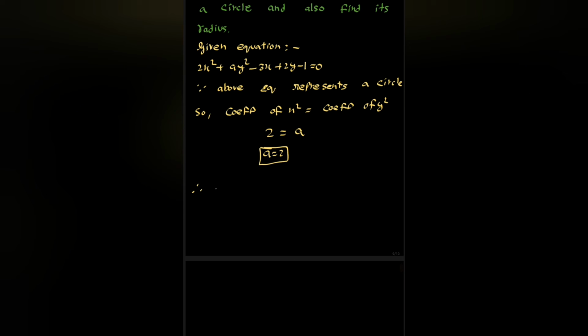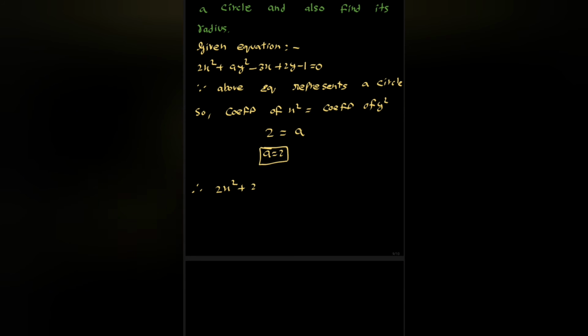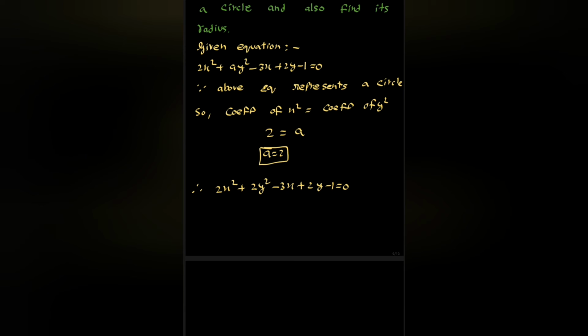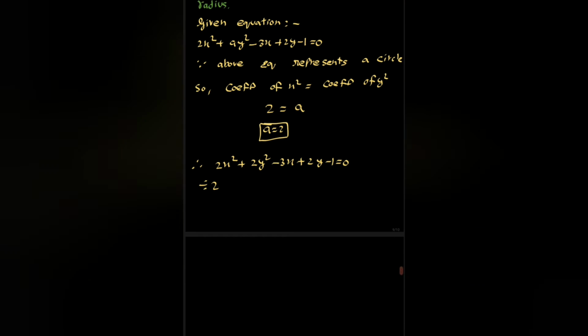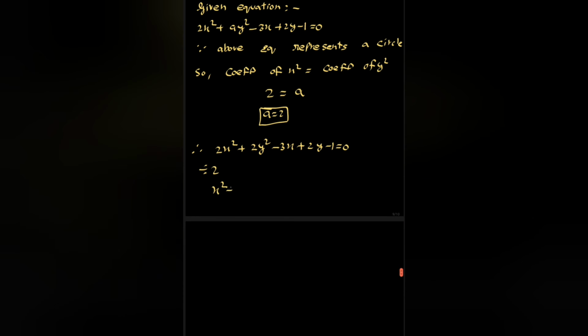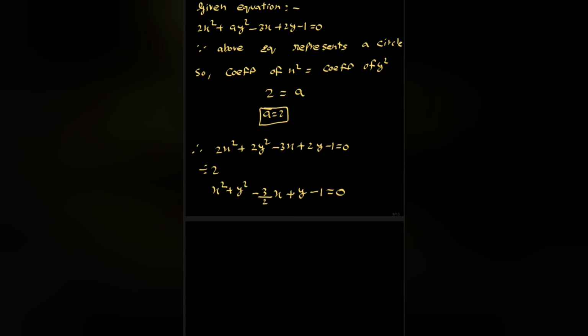Therefore we got the equation, that is 2x square plus 2y square minus 3x plus 2y minus 1 equal to 0, and the coefficient of x square should always be 1. So divide the whole equation by 2. Then we get x square plus y square minus 3 by 2 x plus 2 by 2, it's 1, so we can write y minus 1 equal to 0. So from this equation we have to find the center.